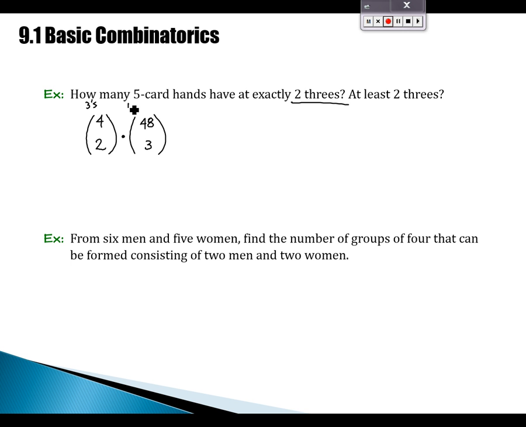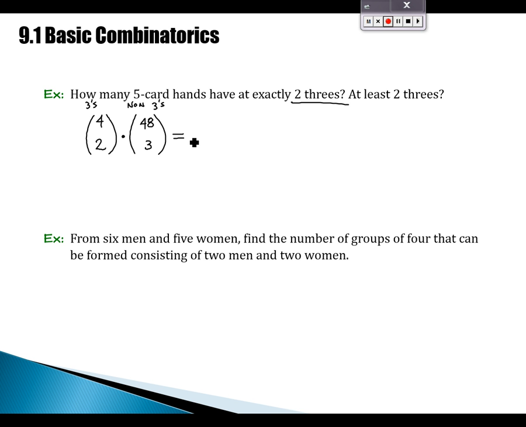Here are the threes, here are the non-threes. I think separating into physical piles helps us visualize what we're actually doing and why we're justified in multiplying. You can draw a tree if you like. Anyway, that'll come out right. That's the first question, exactly two threes.